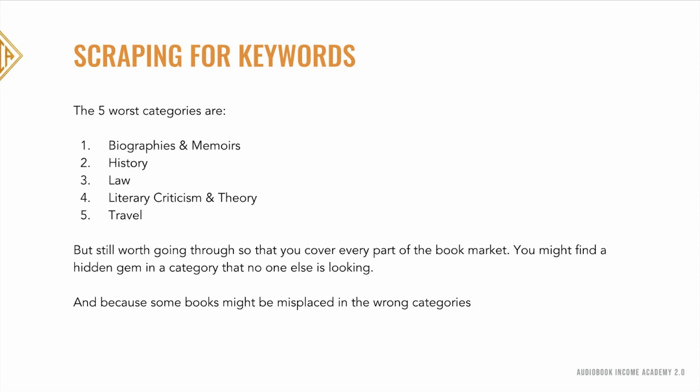So what are the 5 worst categories in our opinion on Amazon? Let's talk about them. So biographies and memoirs. I mean, come on. Not replicable. We can't replicate that. History. People aren't just going to be buying random history books. Law, literary criticism, and theory. I don't even know what the heck that is.